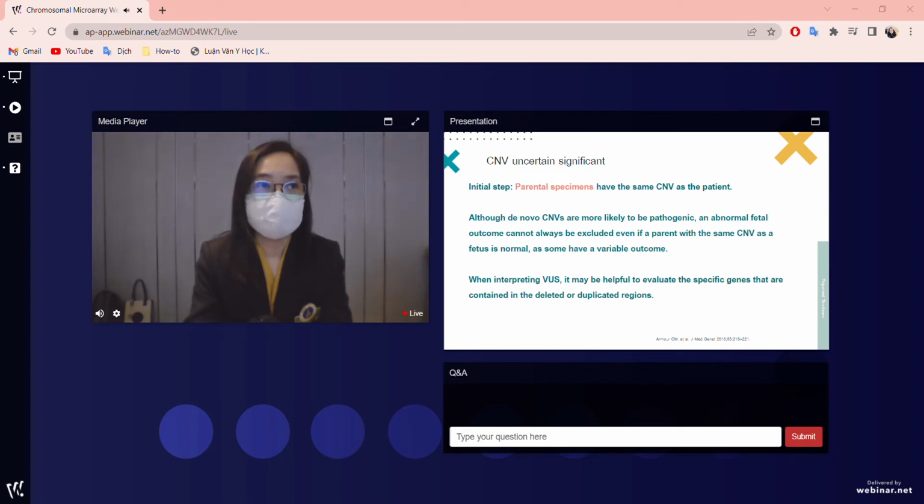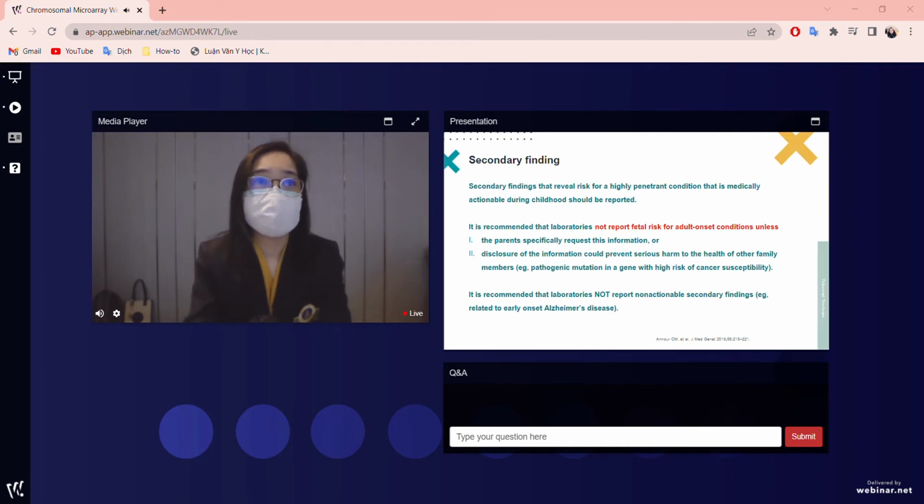I think all of this needs to be discussed with them before the result comes back, because sometimes the outcome varies. So I suggest that if the result comes back as uncertain significance, we refer the patients or the couples to a geneticist. Usually we look at the specific genes contained in the deleted or duplicated regions to see whether they affect the fetus or not. So at the end, maybe we have enough data to explain to them, but sometimes not, because of the limitations.